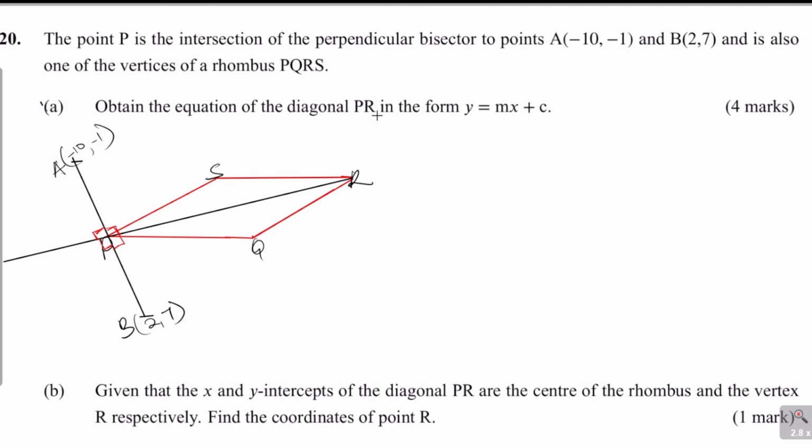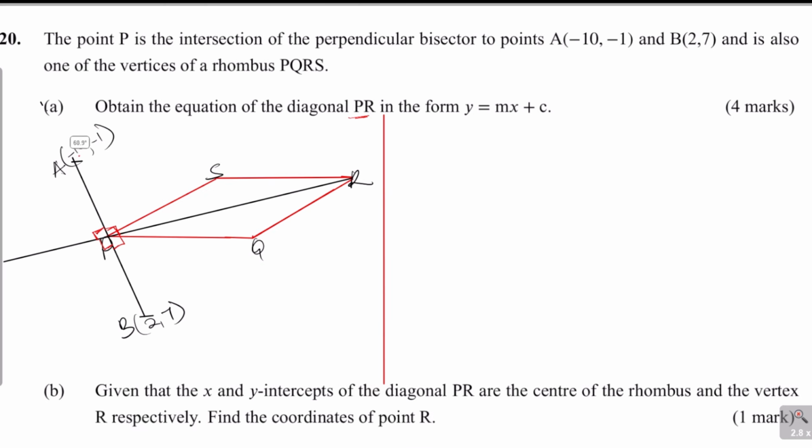We are supposed to obtain the equation of the diagonal PR. So for you to get the equation of PR, you need either to have 2 points, or maybe 1 point and the gradient of that line. You have none. But it is possible to get a point. We can get this point P. Point P is the midpoint of AB. So we can begin by getting that. And how do we get the midpoint?